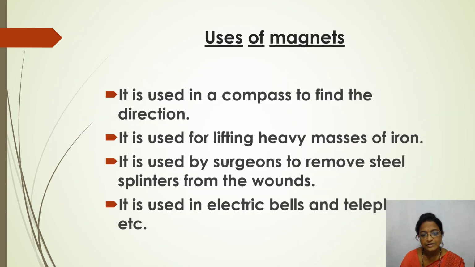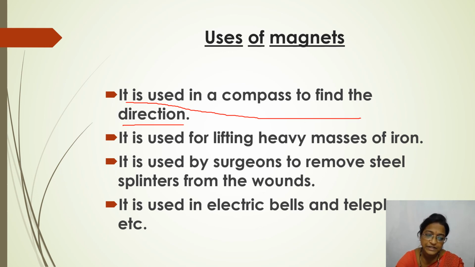Next we will see the uses of magnets. Where are magnets used? They are used in a compass to find the direction, as we all know, isn't it? For what are they used in a compass? To find directions. Next, magnets are used for lifting heavy masses of iron. So by using magnets, we can lift heavy masses of iron.